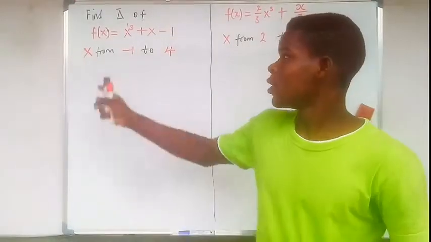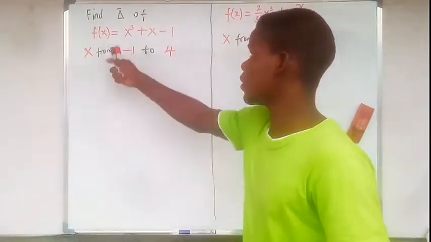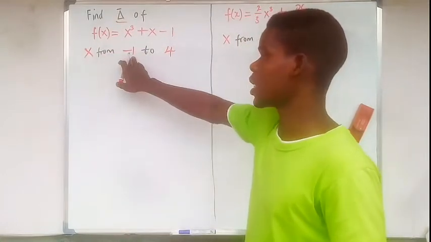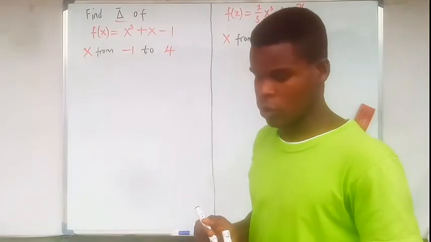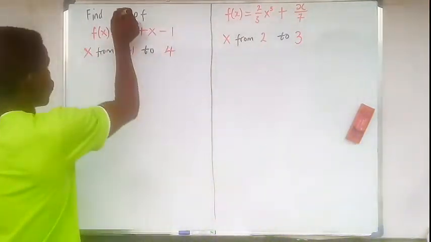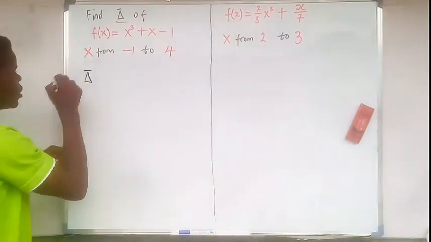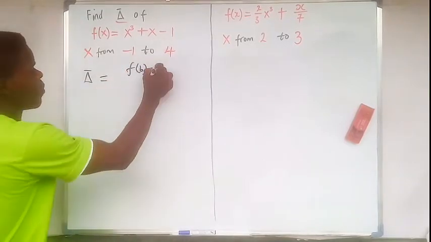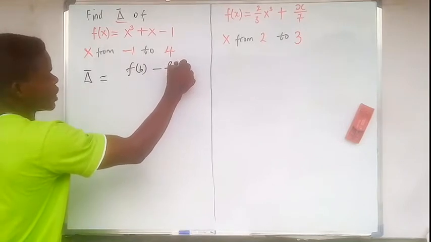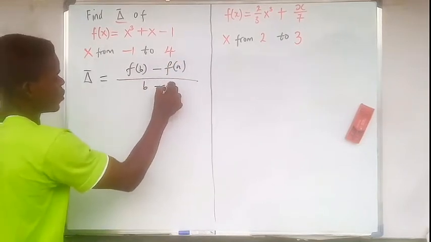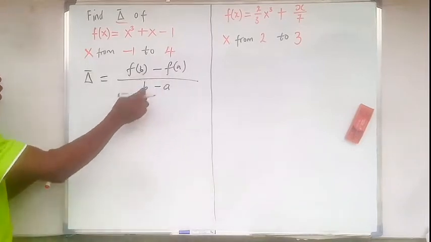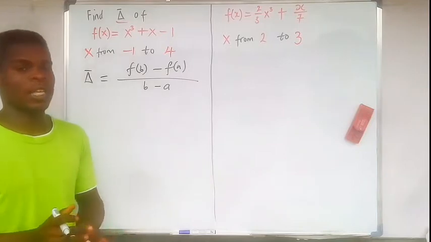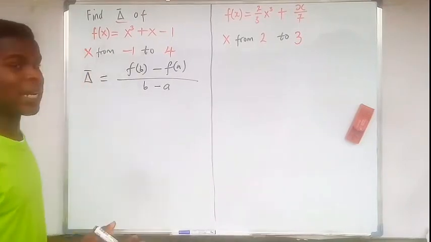Now we have it on the board, and we should find the rate of change. Let this be our rate of change of this function as x changes from -1 to 4. Now I want you to take note that the formula for finding rate of change, which we use this symbol, the change is given to be the function at point B minus the function at point A divided by B minus A. That is to say, the change in y axis divided by the change in x axis, just like you find your slope of a straight line graph.